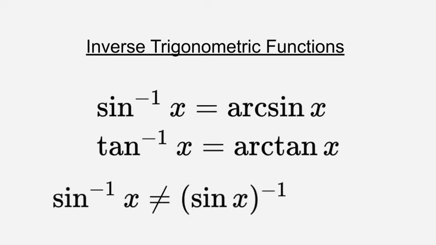And an important thing to keep in mind is that sine inverse of x is not the same as sine of x to the negative 1. The function on the left, sine inverse of x, is the inverse of sine, whereas sine of x to the power of negative 1 is 1 over sine of x. And we are not going to be looking at the function on the right, we're going to be looking at the function on the left. This is an inverse function.